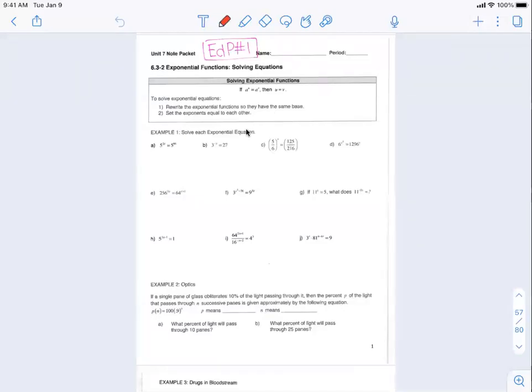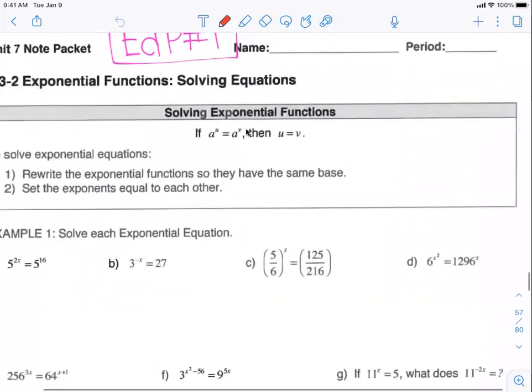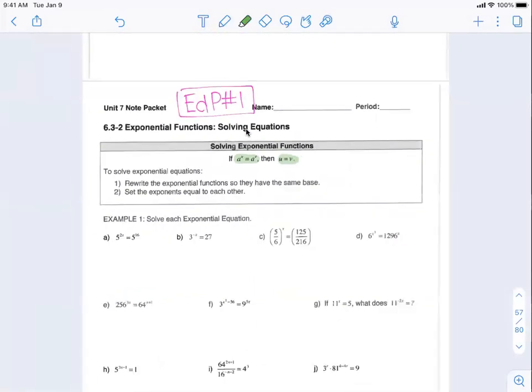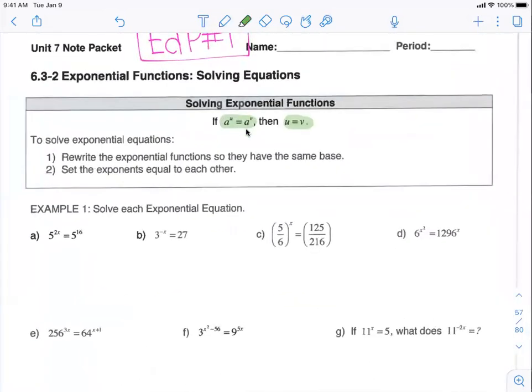All right, hi everybody. As we start our next unit, Unit 7, it's going to be lots of exponentials and logs and solving with them. So we're going to go back to a topic we did in Unit 0, which is solving exponential equations. What the rule says is if you have the same base, then you can set the exponents equal and solve. So same base, set the exponents equal and solve.